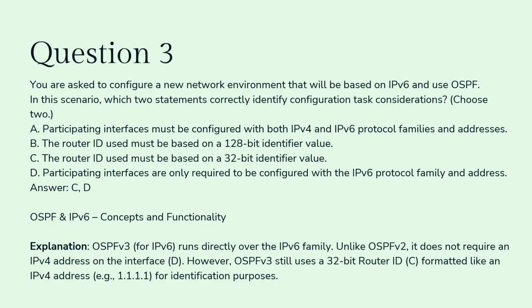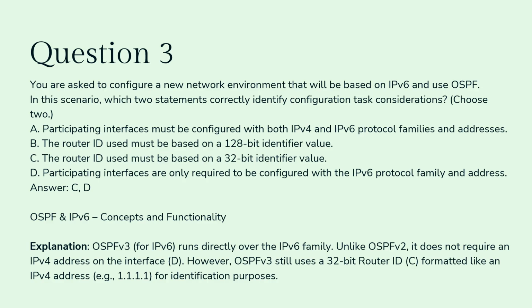Explanation: OSPFv3 for IPv6 runs directly over the IPv6 family. Unlike OSPFv2, it does not require an IPv4 address on the interface, D. However, OSPFv3 still uses a 32-bit router ID, C, formatted like an IPv4 address, e.g.